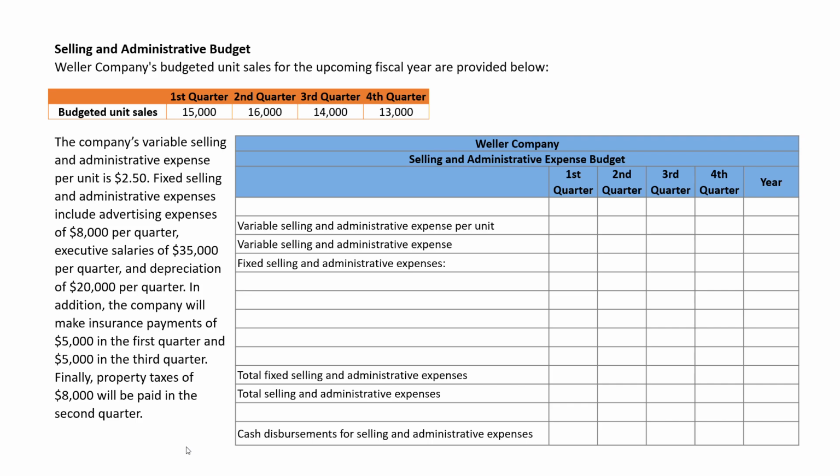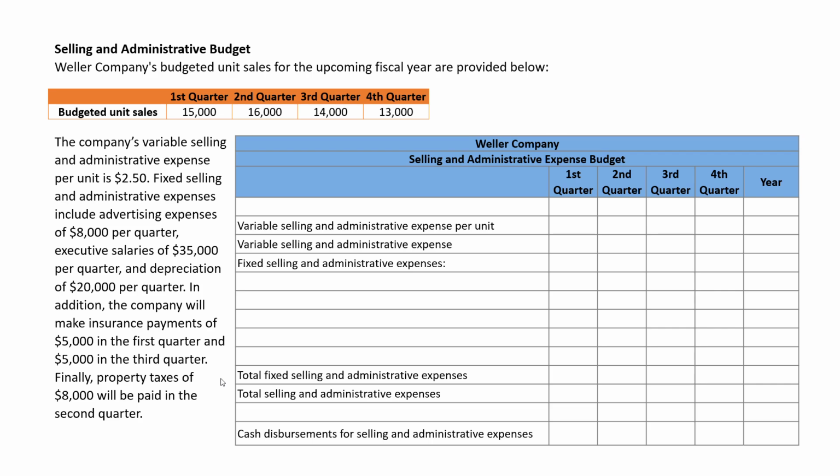We have a whole other side of our business, though, we haven't looked at to this point, and that's going to be selling administrative or period or non-manufacturing costs. And so this is going to be our selling administrative budget. Unlike our manufacturing overhead budget, selling administrative is going to have a variable and fixed component, so it's going to be broken down by cost behavior.